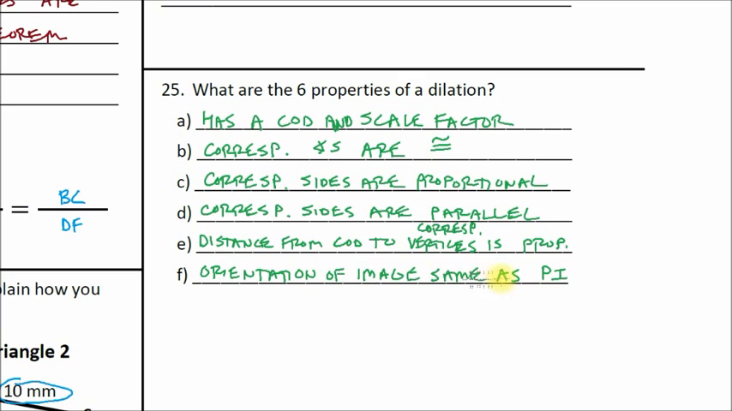Orientation of the image is the same as the pre-image. It doesn't rotate or reflect when you dilate an object. It ends up being turned the exact same way as the original pre-image. So there are the 6 properties of a dilation. Make sure you know these. You will have a question about this on the test. And that's the end of the review sheets.